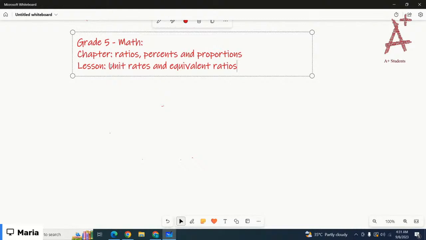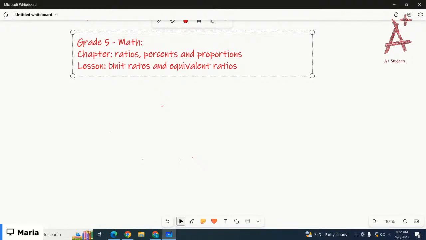Unit means one, right? Whenever you have to calculate a value for one thing, let me explain with an example. For example, you got four balloons, right? The cost of the four balloons is $20, maybe. You have to calculate the value of one balloon. That means you're going to calculate a unit rate. Unit rate is whenever you have to calculate the value of just one thing. That would be the unit rate, right?